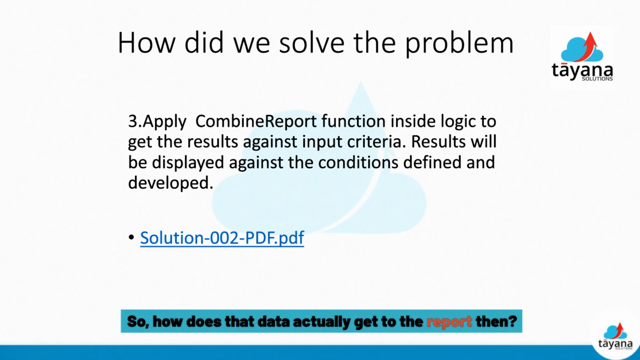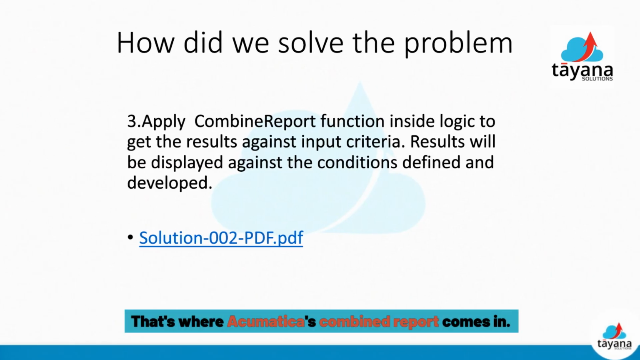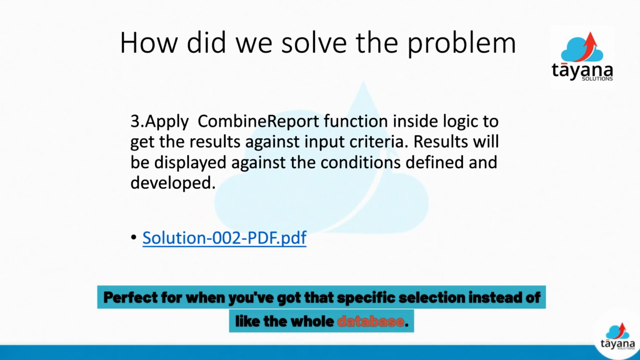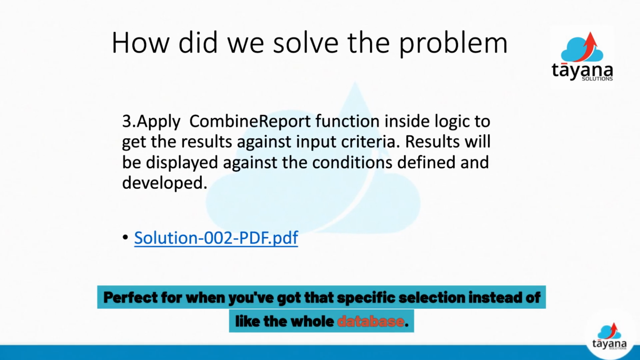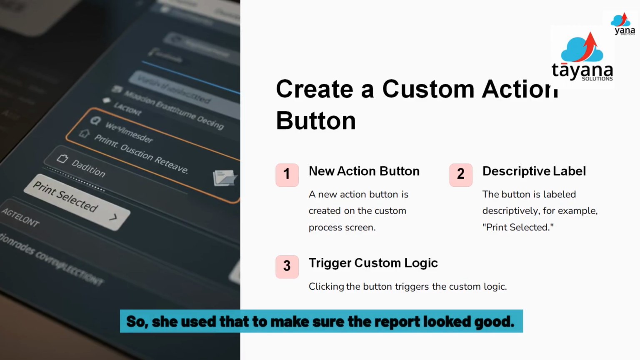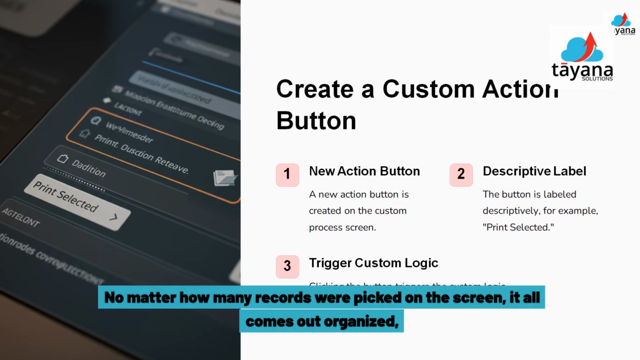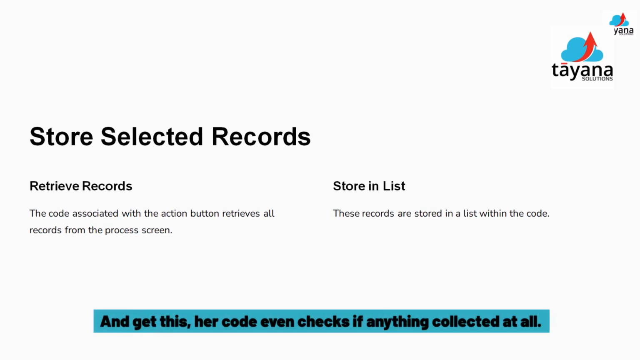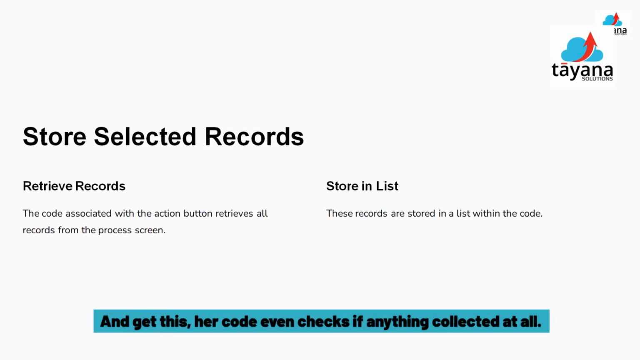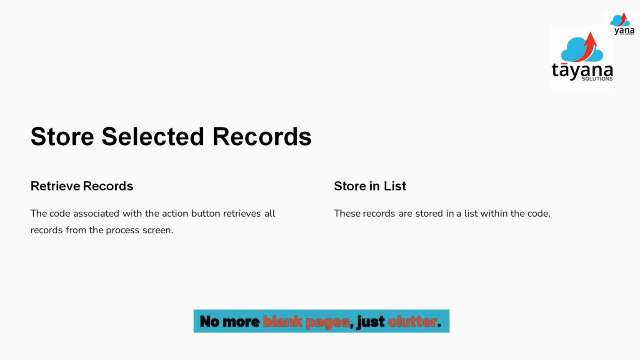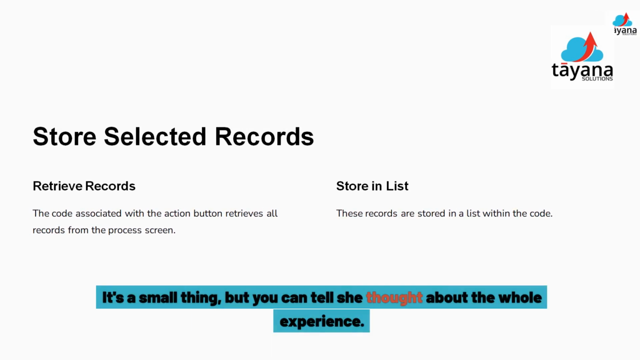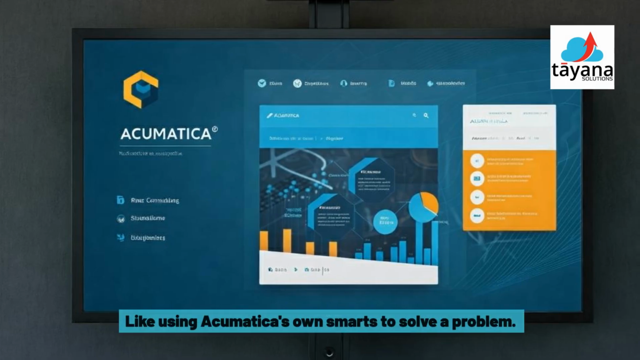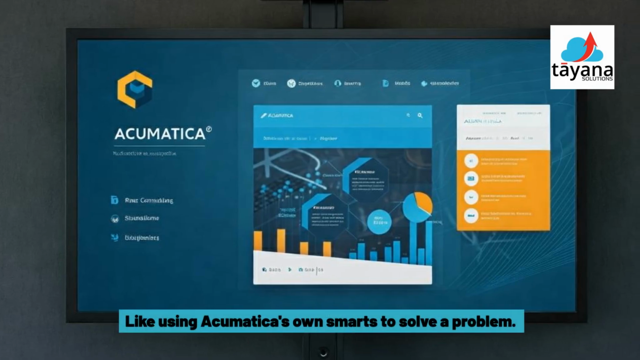Okay, so how does that data actually get to the report then? That's where Acumatica's combined report comes in. It lets you take a bunch of records and put them all in one report, perfect for when you've got that specific selection instead of the whole database. Ah, got it. So she used that to make sure the report looked good, no matter how many records were picked on the screen. It all comes out organized. Right. And get this, her code even checks if anything's selected at all. If not, no report. No more blank pages, just clutter. It's a small thing, but you can tell she thought about the whole experience. It's impressive, using Acumatica's own smarts to solve a problem.